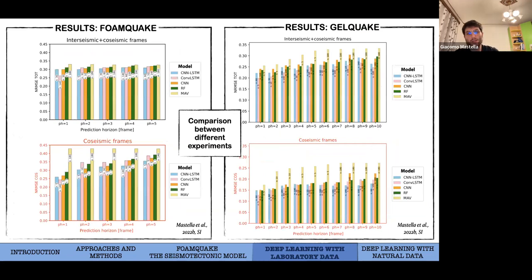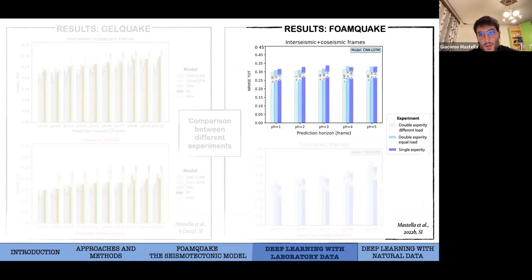We also compare the results between the two different experiments that we tested, FOAMQUAKE and GelQuake. I will not enter into the details of this plot, but the only thing that I would like to underline here is that the errors for the GelQuake experiment are much smaller with respect to the errors calculated with FOAMQUAKE, which means that the GelQuake experiment is easier to predict.